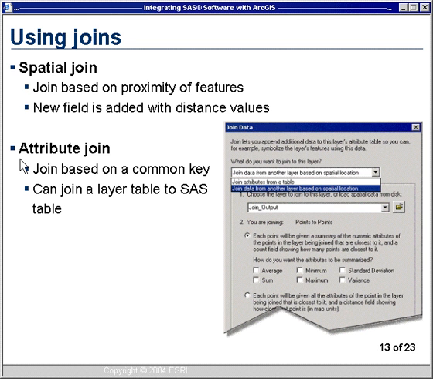Another type of join is an attribute join. Attribute joins may be familiar to you if you're familiar with databases or if you come from a SAS background. Attribute joins are joins based on a common key. And if you want to, you can actually join a layer, such as a shapefile's attribute table, to additional attributes that come from a SAS table. We're going to see this later on when Melinda presents her topic.